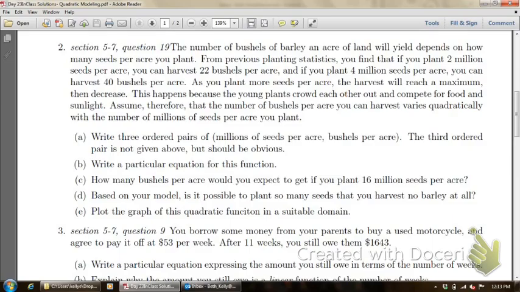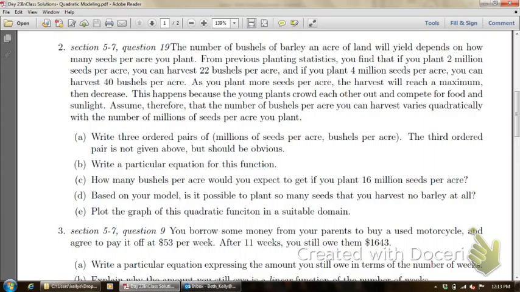So assume, therefore, that the number of bushels per acre you can harvest varies quadratically with the number of millions of seeds per acre you plant. So what this means is there's a function whose input is the number of millions of seeds per acre that are planted, and then the output is how many bushels per acre that are harvested.